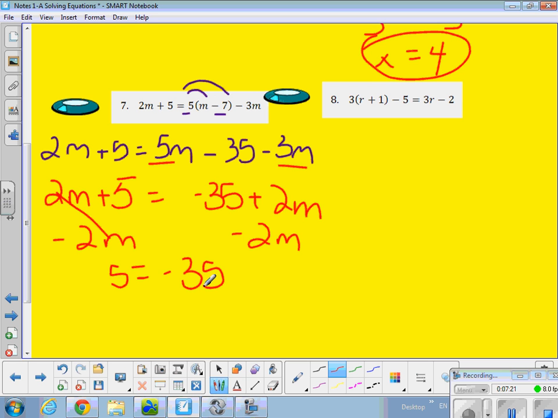That's never going to happen. That's not going to be true. So there's actually no solution for this one, and we just abbreviate that as NS. So I want you guys to go ahead and try number 8 on your own. You're going to have to distribute in first, and then you're going to combine those like terms. I'm going to have you do that on your own.